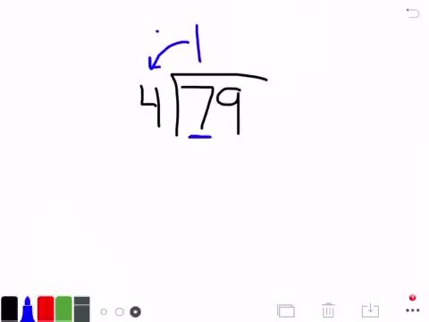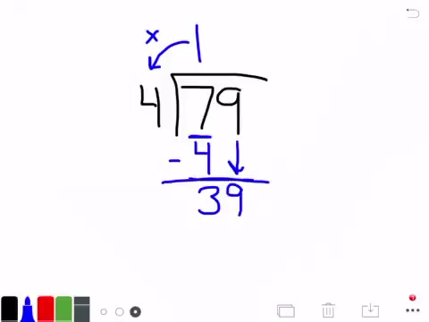1 times 4 would be 4. 7 minus 4 for the subtract step is 3. 3 is smaller than my divisor of 4, so I bring my 9 down. Now I take 39 and I split that into groups of 4.